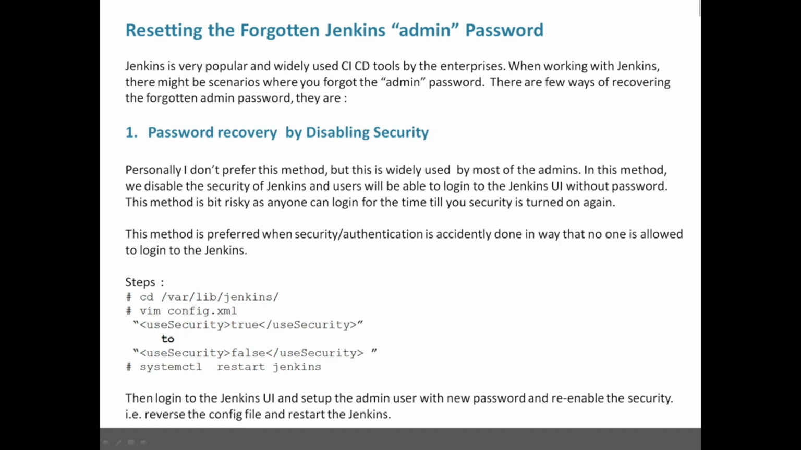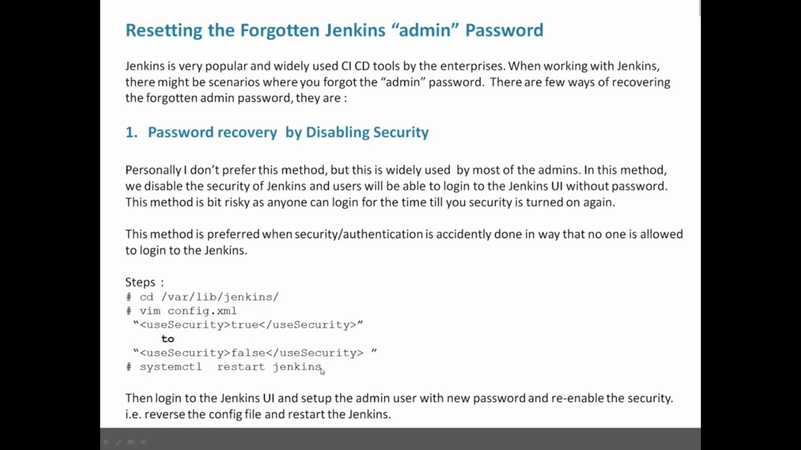In this method, basically we cd into /var/lib/jenkins. Basically that's a Jenkins home. In case you are using any custom Jenkins home path, you have to cd into that path. After that, edit the config.xml file. There is an option called useSecurity. By default that's set to true. You can see on my screen. Just change it to false. After that, restart the Jenkins service.